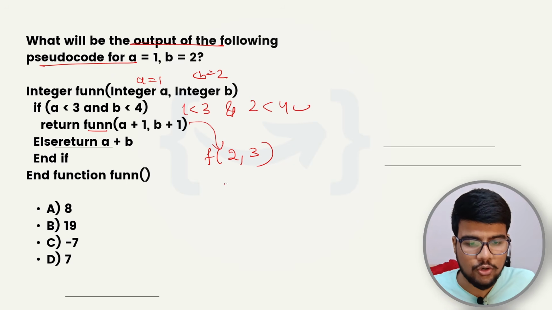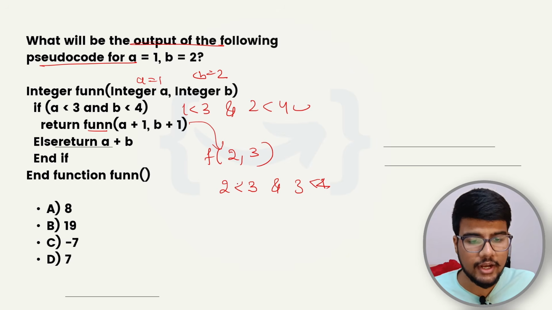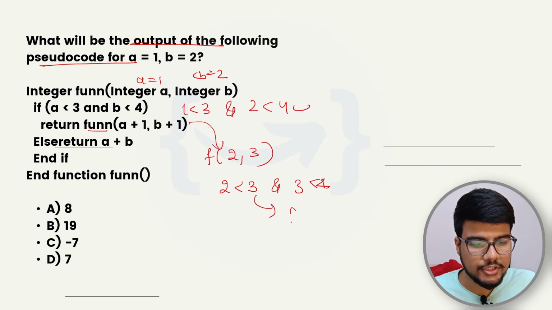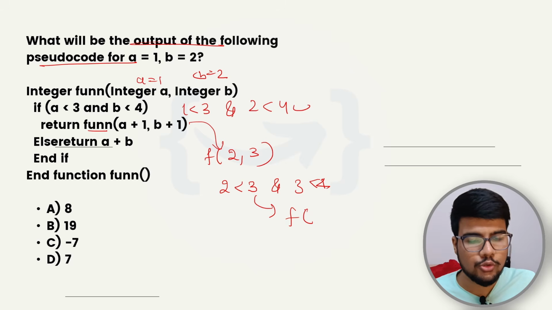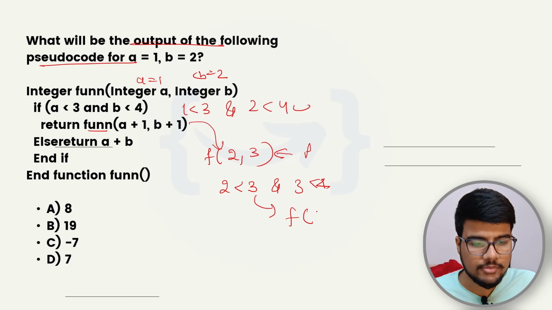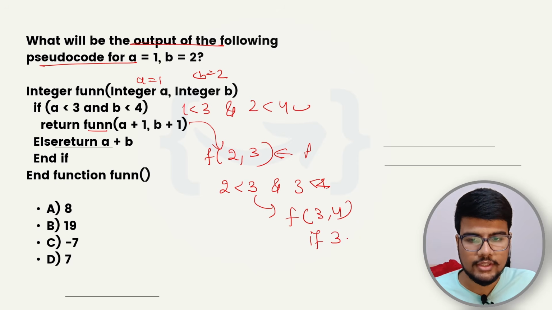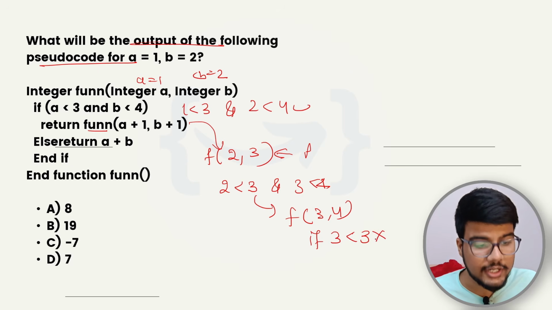Now again I will check. Okay, 2 is less than 3 and B, 3 is less than 4. Yeah, it is still correct. Then a new function will be created with the incremented value of the previous function call. So this is the previous function call. Now it becomes 3 and it becomes 4 now. Now is 3 less than 3? No, it is not less than 3.